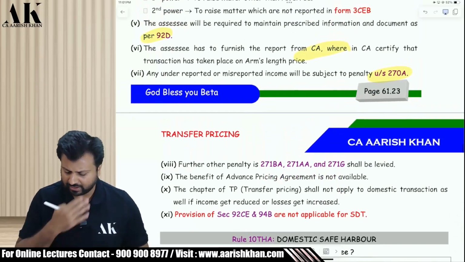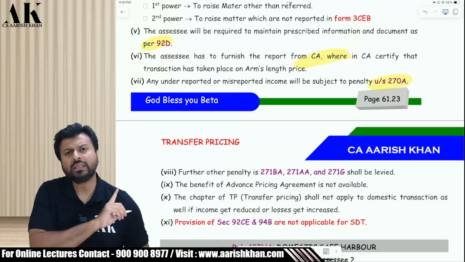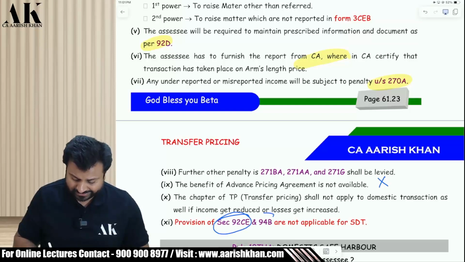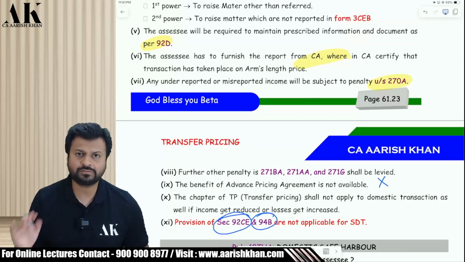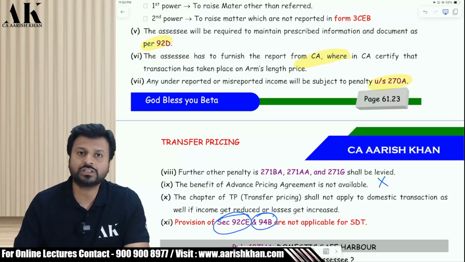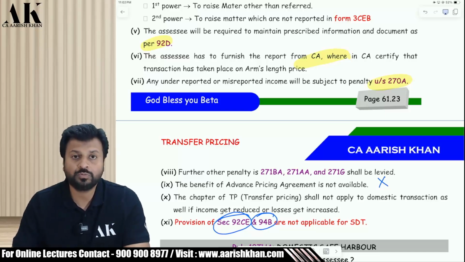Certain benefits which are not applicable for you are: the benefit of advance pricing agreement is not applicable. Further, the provisions of 92CE and 94B, that is secondary adjustment and limitation of interest provision, are not applicable for domestic transfer pricing. I hope it is clear to all of you.